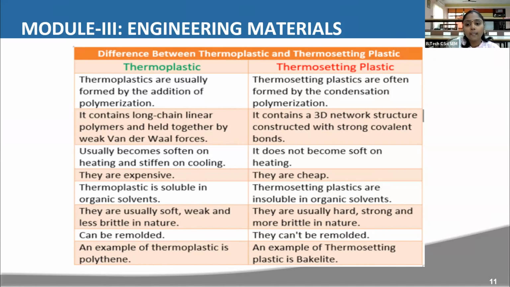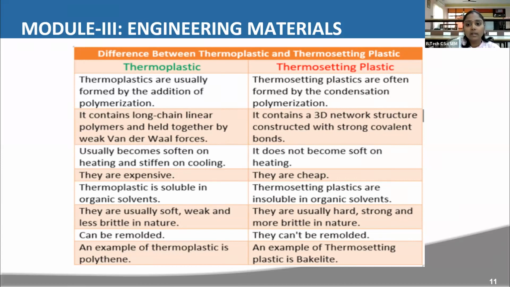It does not become soft on heating. So usually thermoplastics are, if you heat the thermoplastic, it is easily softened. After cooling it easily hardens. Thermosetting plastics do not become soft on heating.